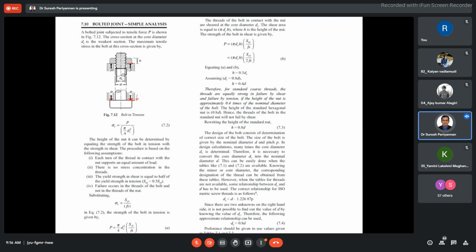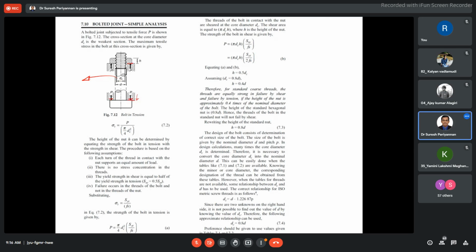Now which region is this? The diameter DC is the weakest region, because the threads are present there. When you are tightening, that region is going to be the weakest section. For example, you take one bolt and nut, and tighten it and loosen it 100 times. What will happen? The thread is going to be weakened, right? That's why the weakest portion is the DC here, the core or minor diameter. This is DC, our minor diameter.